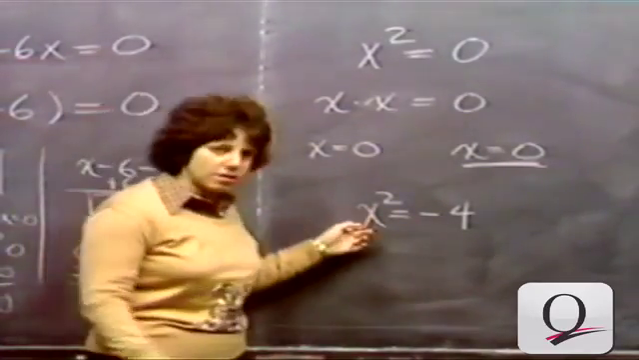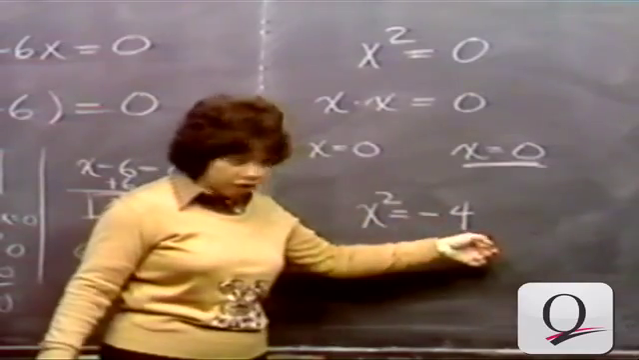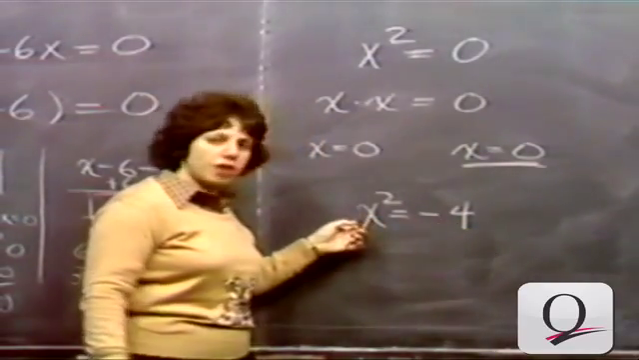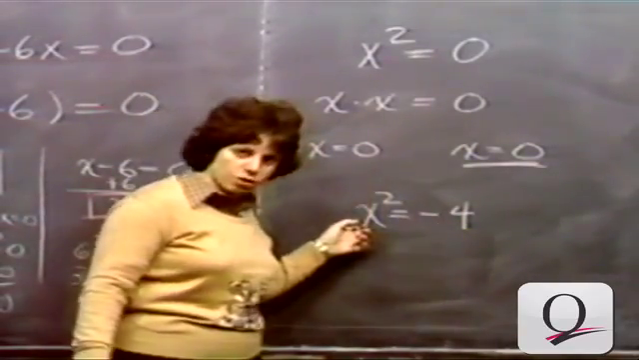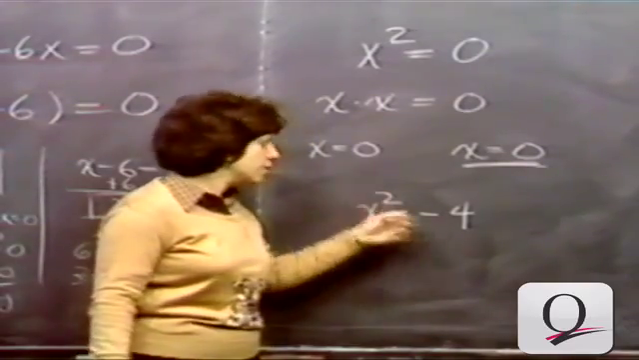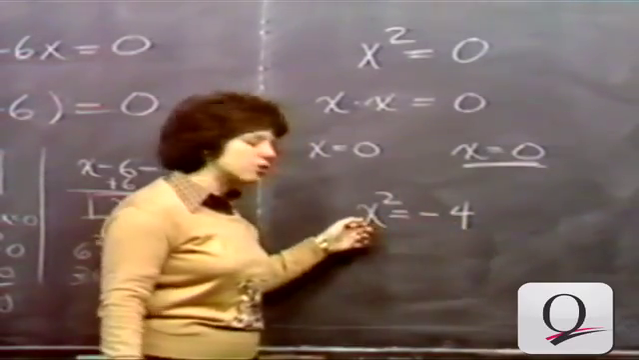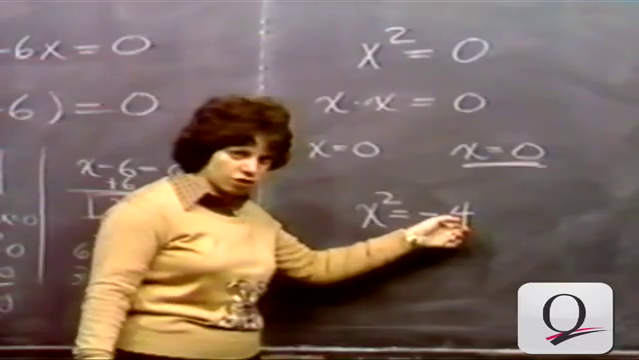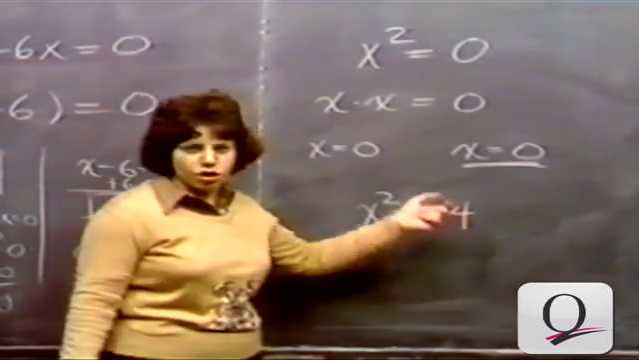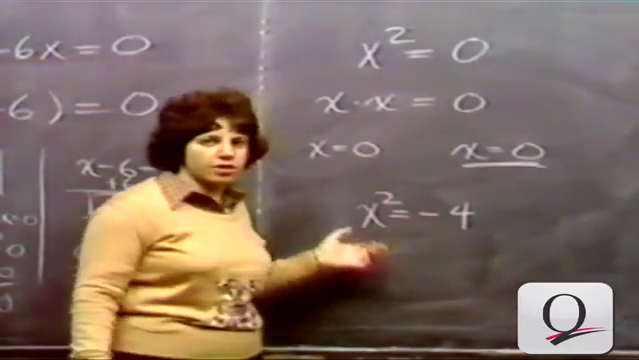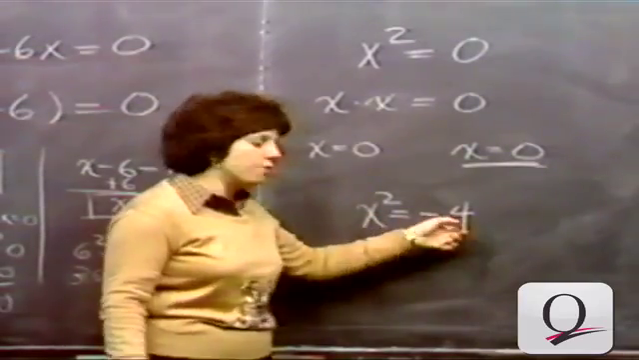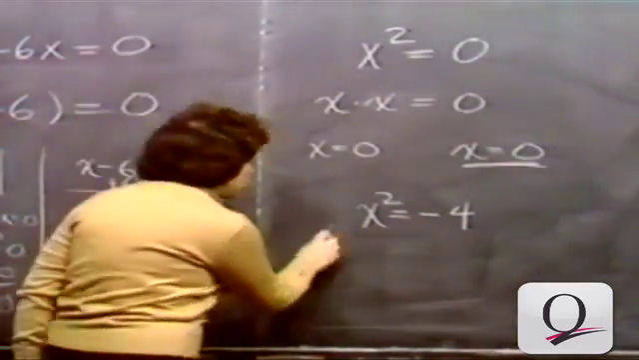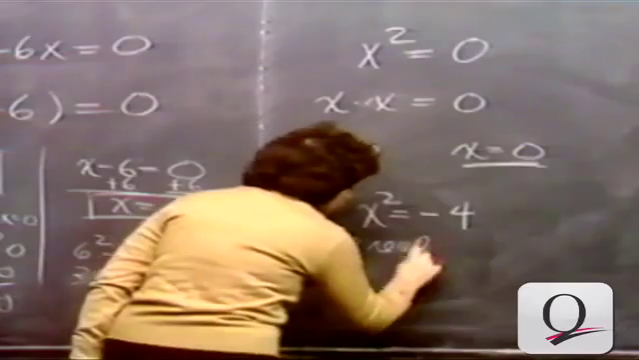Because if x were positive, squared, it could not be negative. If x were negative, squared, it would also be positive. Positive squared is positive, not negative. Negative squared is also positive, so it can't be minus 4. And 0 squared is 0. So no matter what value you'd substitute in for x, when you square it, it couldn't possibly give you minus 4. Okay, so this has no real solutions.